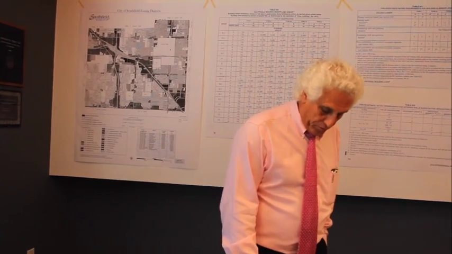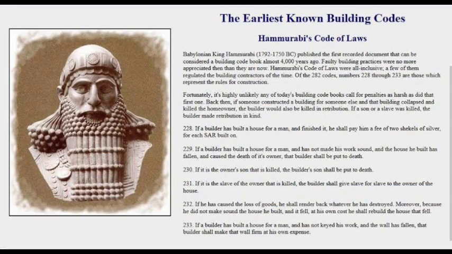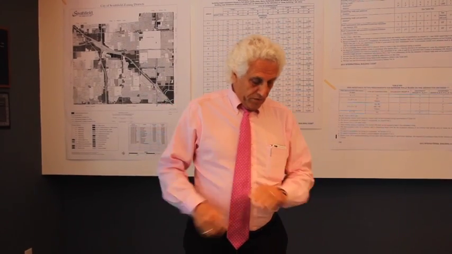This is not something new. Society has been concerned with building codes for many, many years, actually centuries. The first known building code is King Hammurabi. He was the king of Babylonia in 1759 BC, and he had a requirement in the codes that if a builder built a building and it's not strong and killed the owner, the builder shall be put to death.